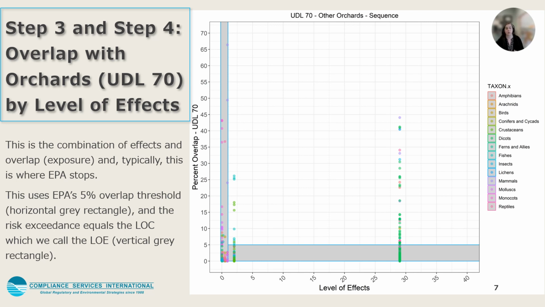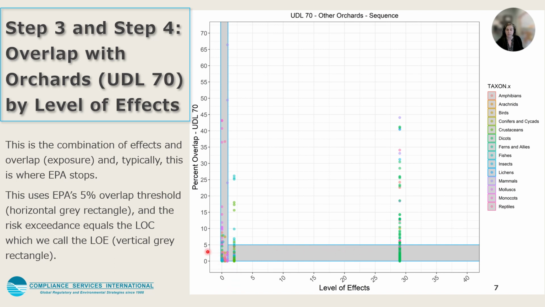With step 4, which is that level of effect where we're looking at the risk quotient and the level of concern. At this point, we combine the effects with the overlap to give us the level of effects and exposure, and this is typically where EPA has stopped, with some additional risk modifiers that they've been adding in recent biological evaluations. We do utilize at this step EPA's 5% overlap threshold.